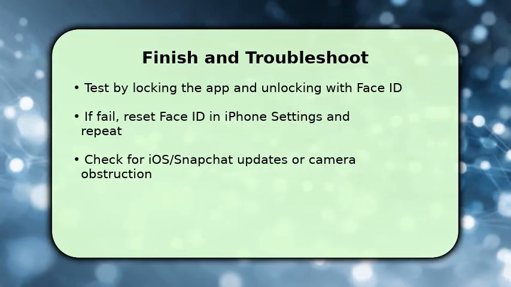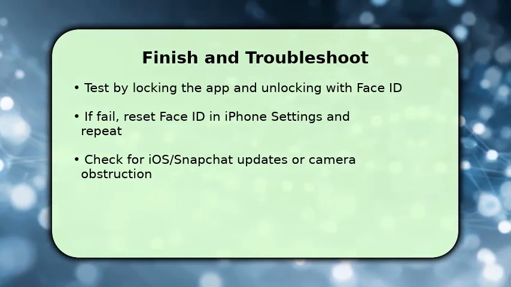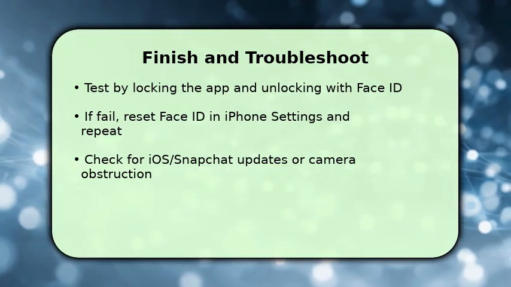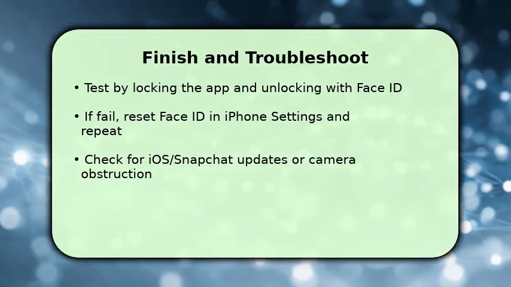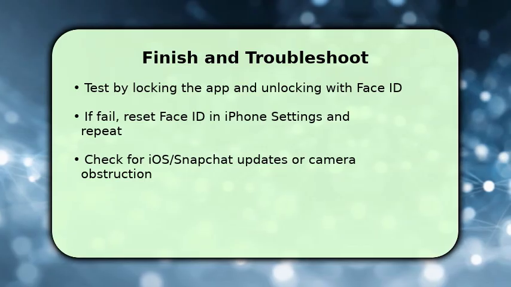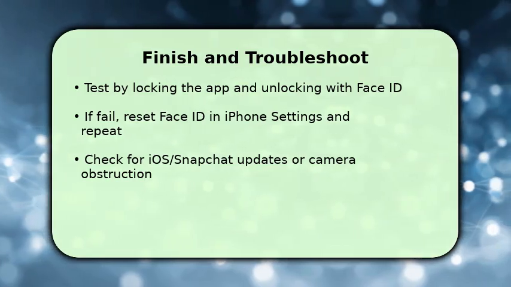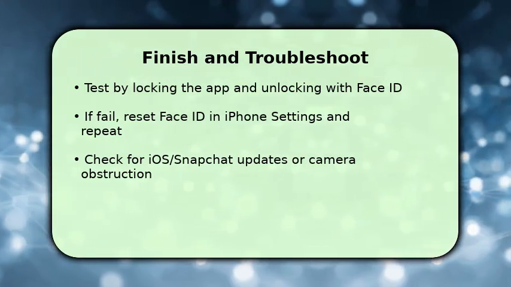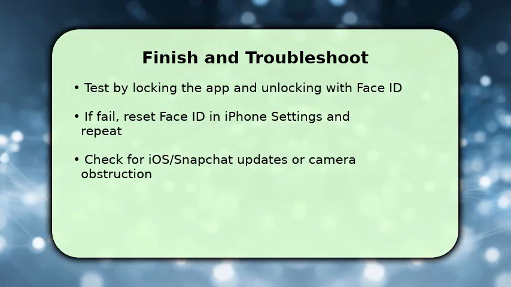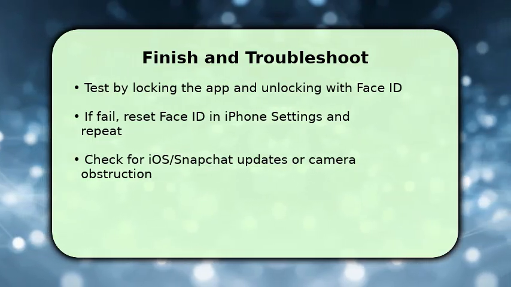Try in different lighting. As a fallback, reset Face ID in iPhone settings and redo the scans, then re-enable Snapchat authentication. If problems persist, update iOS and Snapchat, restart the phone, and try again. These fixes clear permission glitches and camera errors.